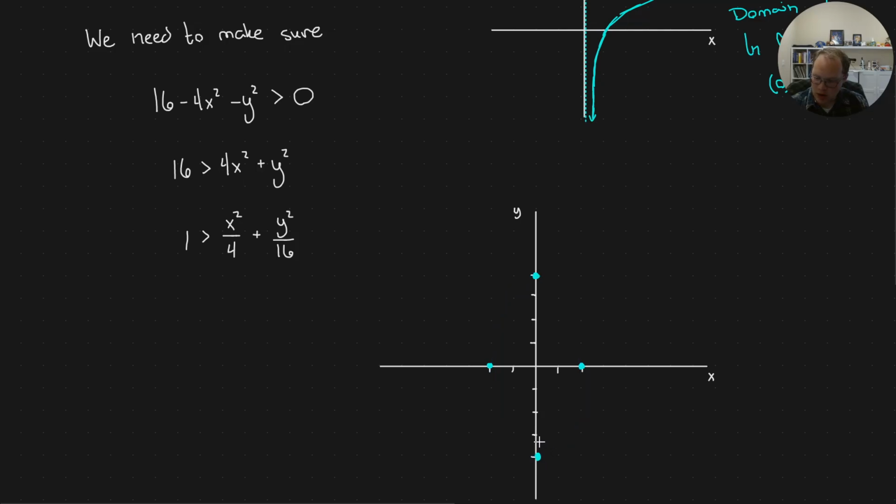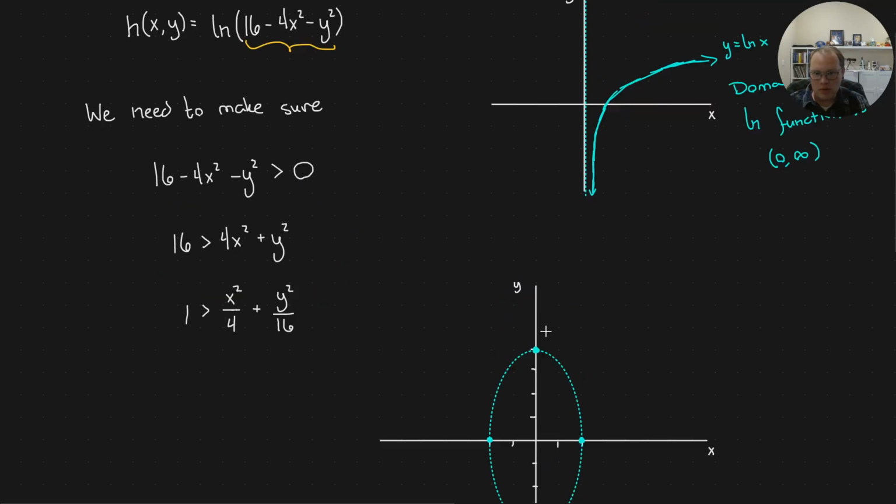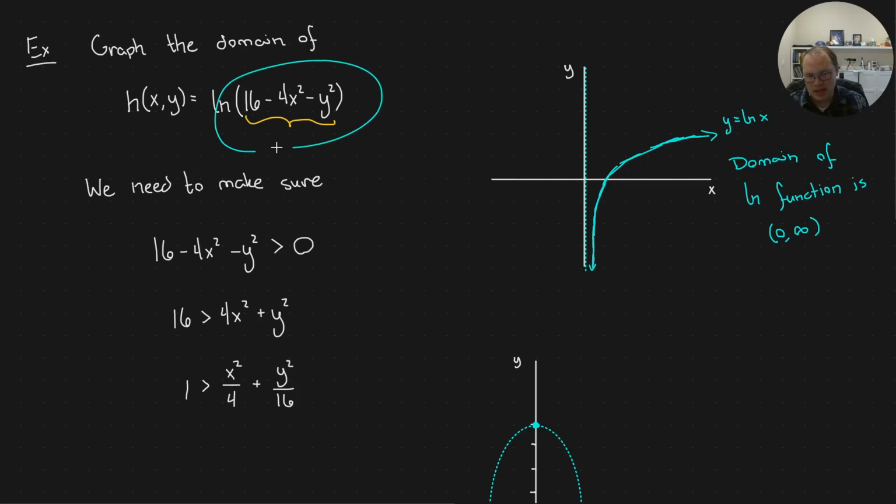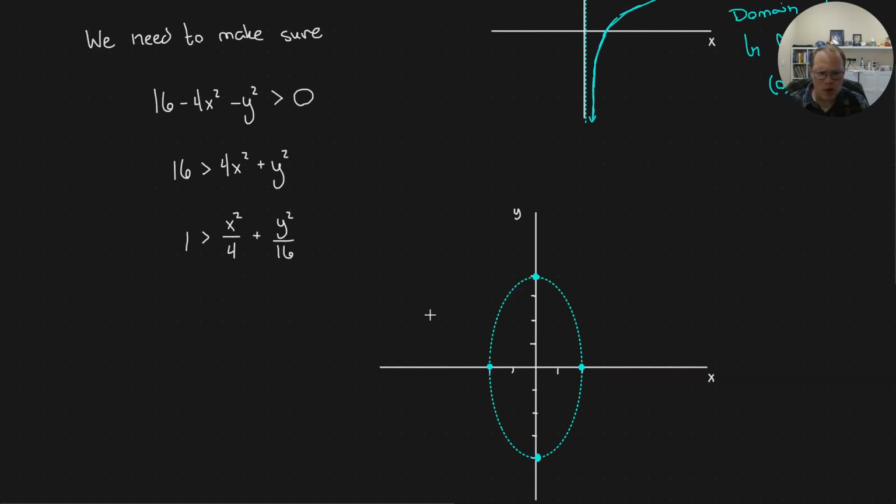I'm going to draw a dotted line. That indicates, hey, this is the boundary, but I actually don't want to include the boundary. The boundary is not okay. The dotted line says, this is not what I want. Any point on the boundary does not satisfy this inequality, which means we would not be allowed to plug it into the natural log function, which means it would not be in the domain of our original function. All right? Okay.